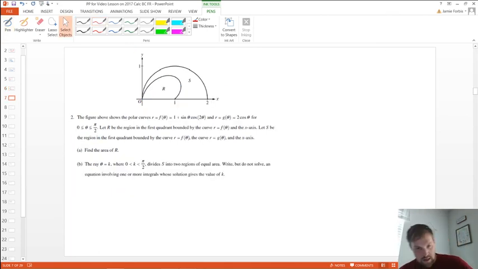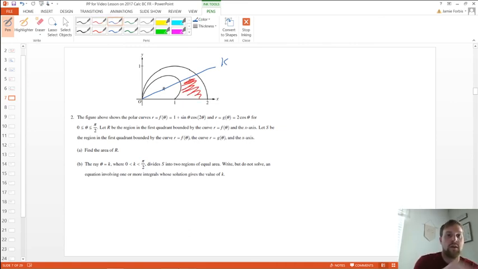Now B. I love this problem. It says the ray theta equals k. Now remember, theta is just an angle from the origin. So I'm going to go ahead and draw k. There's k. That could be theta equals pi over 6, or theta equals pi over 3. There's some theta value between 0 and pi over 2 on this curve that's going to divide S into two regions of equal area. So I'm saying this line right here, this area and this area are equivalent.